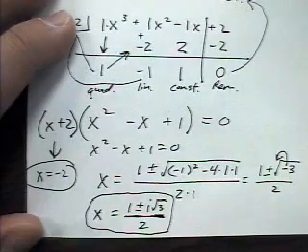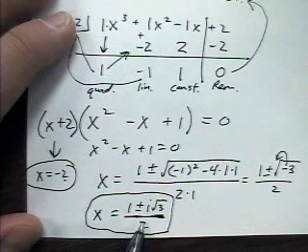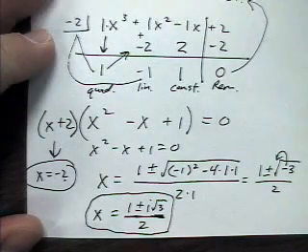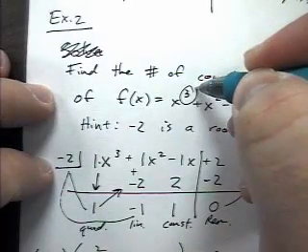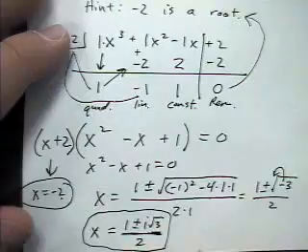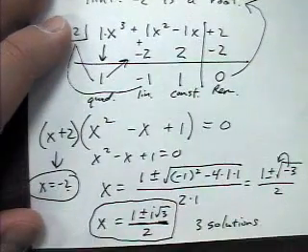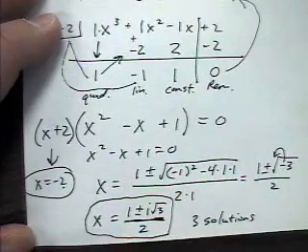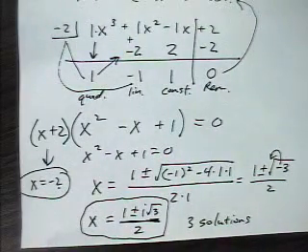How many solutions did we come up with? 1, 2, 3. So that means we've got 3 solutions. Well, that kind of makes sense. We had a third degree polynomial, didn't we? So that's why we know that there are 3 solutions. And these are the solutions that we had. Okay, we'll talk more in class.